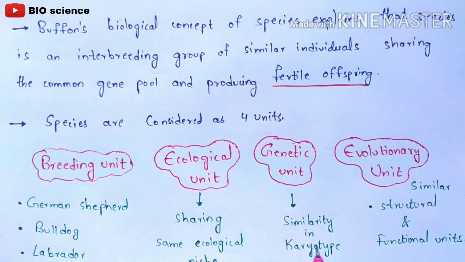So it shows similarity in karyotype. Similarity in karyotype means, as I have told you, dogs can produce only dogs, buffaloes can reproduce buffaloes, pigs can reproduce pigs, humans can reproduce only humans. That's the meaning behind this genetic unit. So the species is also considered a genetic unit, an ecological unit, and a breeding unit.